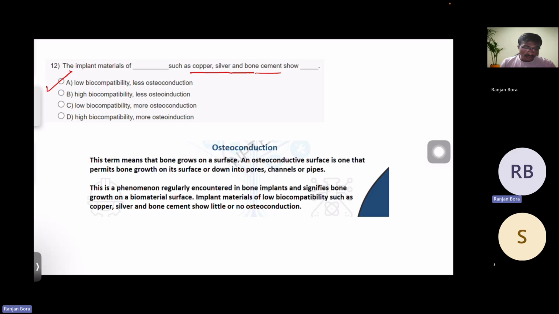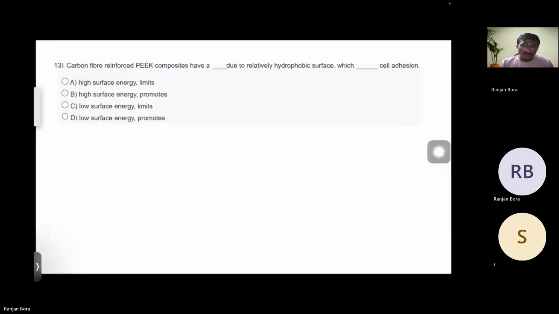And what is osteoconduction? Osteoconduction means that bone grows on a surface. An osteoconductive surface is one that permits bone growth on its surface or down into pores, channels, or pipes. And they are implant materials of low biocompatibility, so little or no osteoconduction. Next question is, carbon fiber reinforced PEEK composites have a dash due to relatively hydrophobic surface which has cell adhesion.